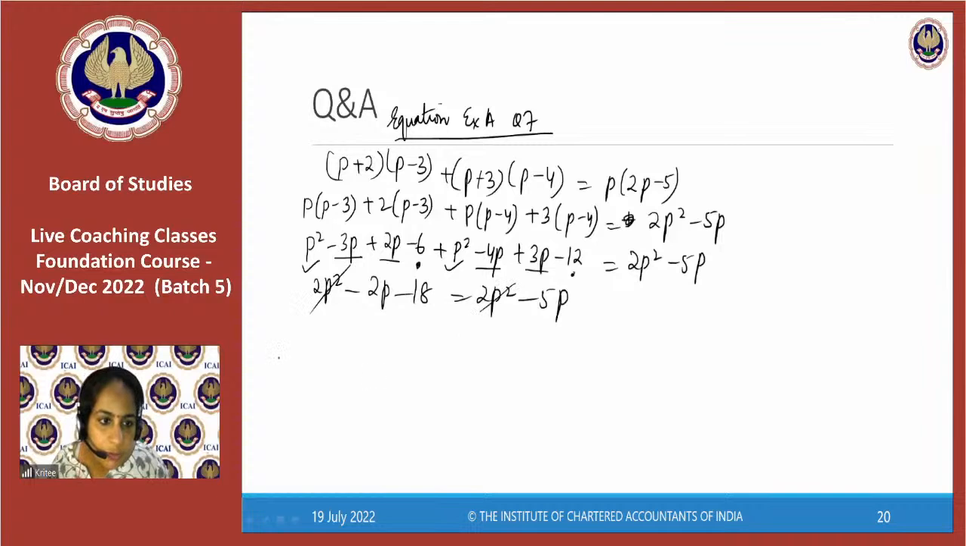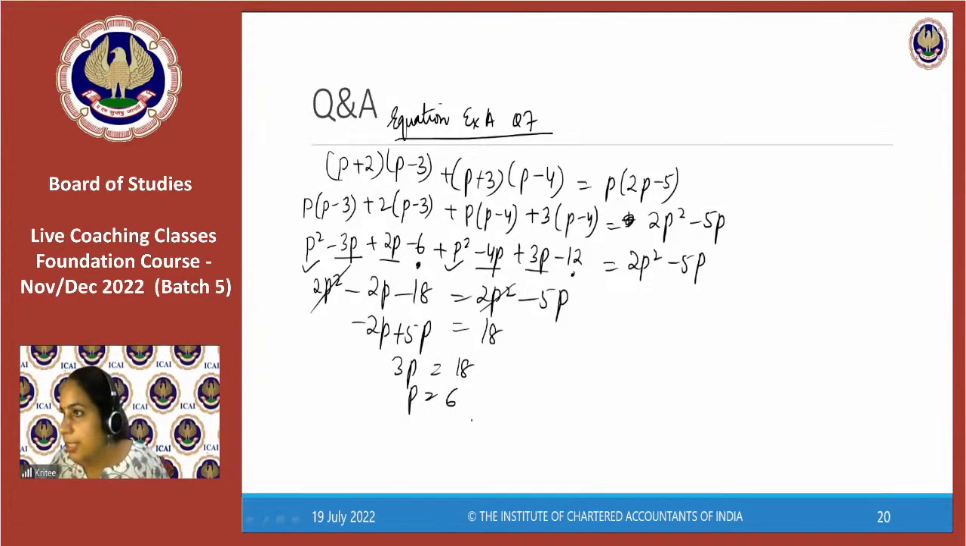So 2P squared cancels out. Take this here, minus 2P plus 5P. Bring this here, 18. 3P is equal to 18. So P is equal to 6. That is, option A is the correct answer. I hope that solves your problem, Loveleen. Okay.